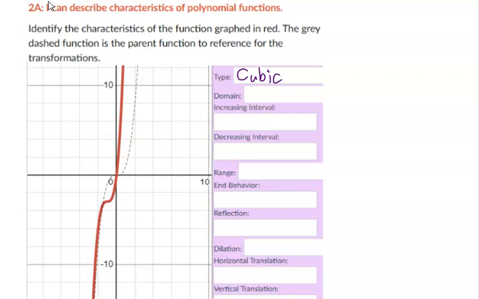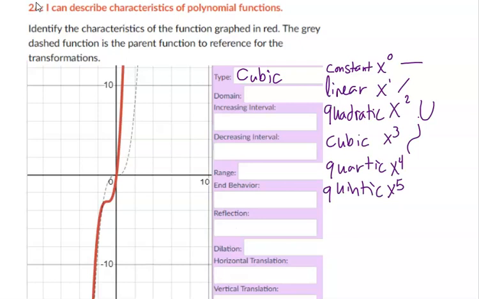Here are some common polynomial function names. We have constant functions, for functions that are just like y equals some number, linear, quadratic, cubic, quartic, and quintic. The domain for all polynomials, unless they're bounded by something, is all real numbers, negative infinity to positive infinity.